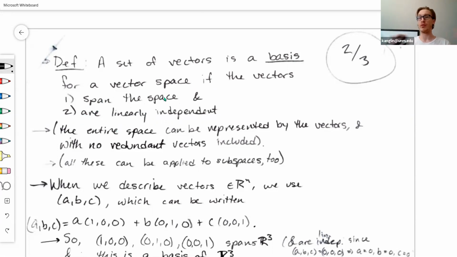Any vector in the space can be written as a linear combination of this set of vectors. The linear independence says if we get rid of even one of these from our set, no longer do we have the ability to span the space. Right? We lose some ability to cover our space.